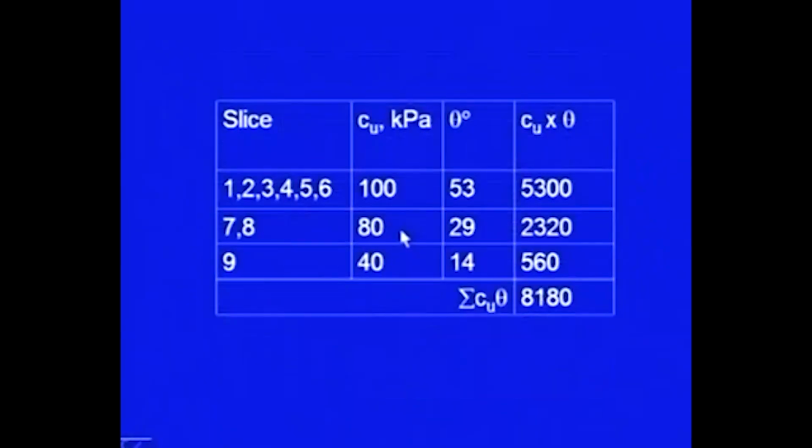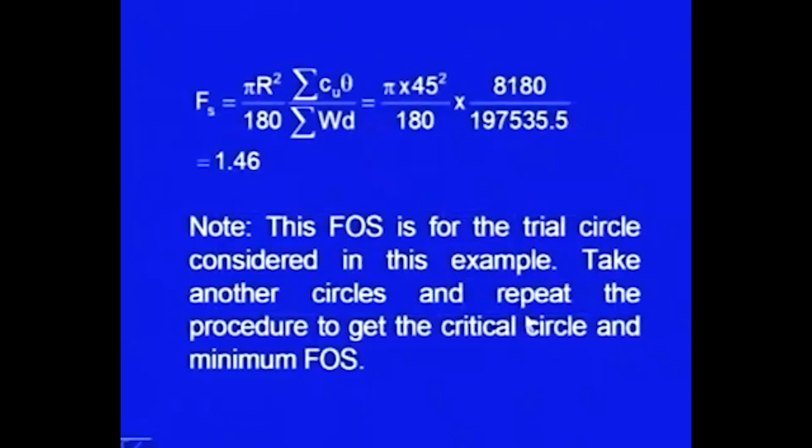So, for slices 1, 2, 3, 4, 5, 6, Cu is 100, theta is 53, and Cu into theta comes to this much. Similarly, for the 7th and 8th slice, Cu was 80 and theta was 29, and for the last slice number 9, Cu was 40 and theta was 14. Cu into theta was 560. So, you get the summation of Cu into theta also.